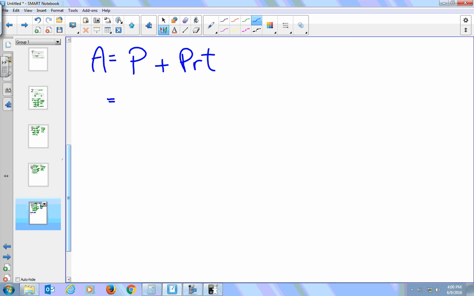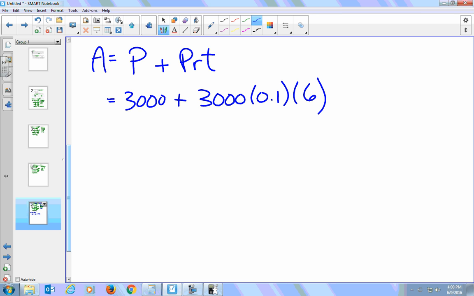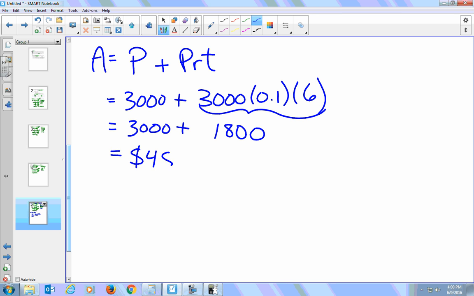So plugging that in, our principal was 3,000 plus our principal was 3,000 again. Our rate was 10% and our time was 6 years. Then we do our math and we get that equals 1,800. And then 3,000 plus 1,800 equals $4,800.